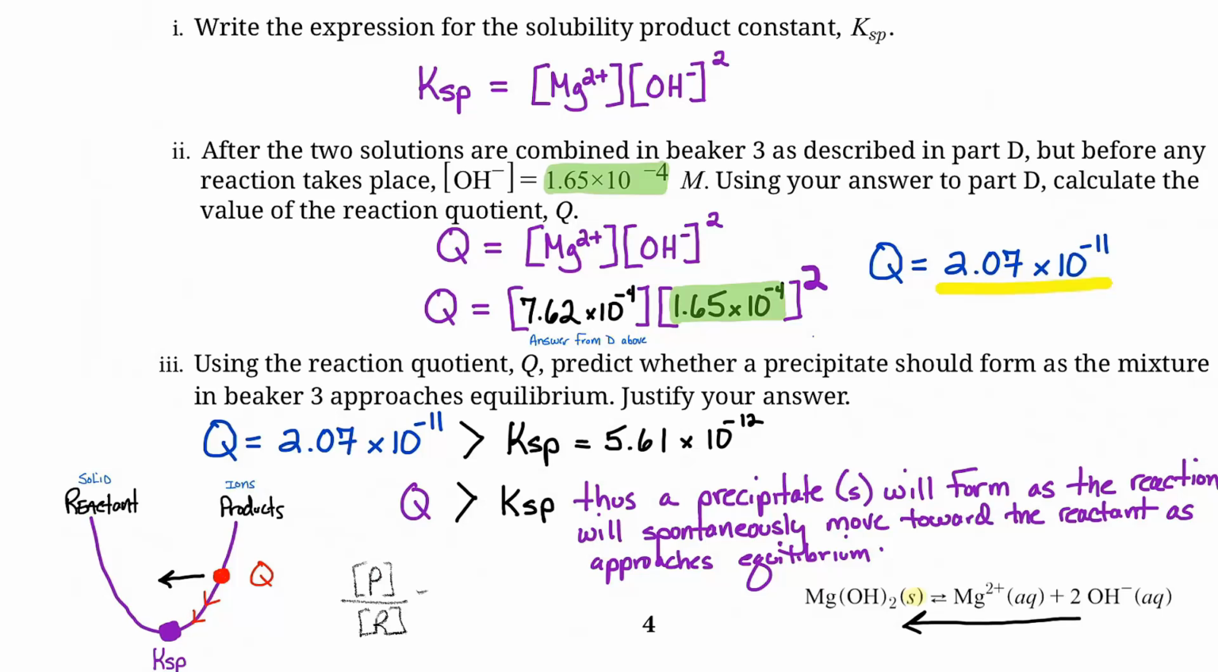And if the Q is smaller, let's just pretend it was smaller, that means you would have had more reactants and less products. And that means you'd be in this position, and then you'd be moving forward toward equilibrium, okay? And if that was the case, we would have dissolved more of the solid and not have any precipitate. Of course, that was not the case, but again, I'm trying to teach the concepts here. All right, so moving on to the next question.